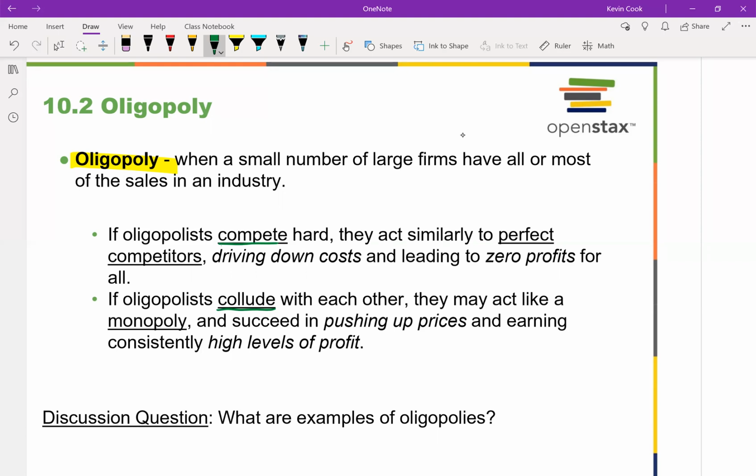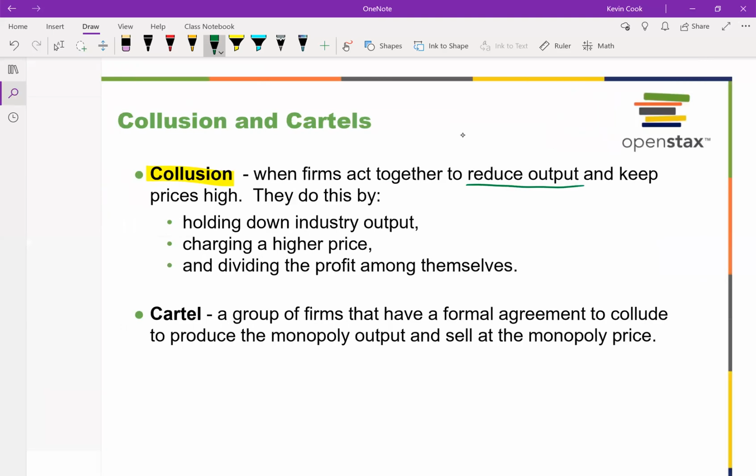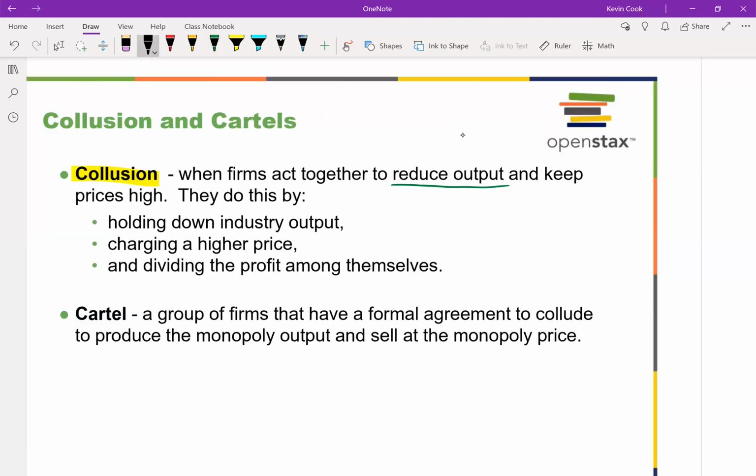But since they have such a small number of firms, what they can do is this thing that's called colluding. And if they collude, basically they're going to act together, and they're going to really just work together to keep prices high. So the way they'll do this largely is by reducing output. And again, basically the idea is you and I agree we're going to charge a high price, so we collude to keep the price high.